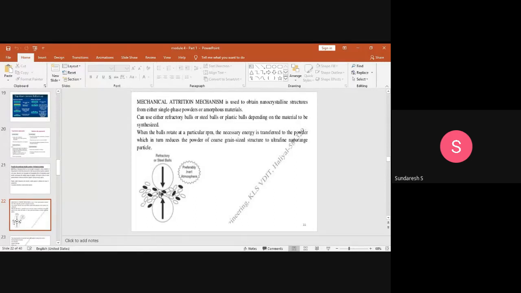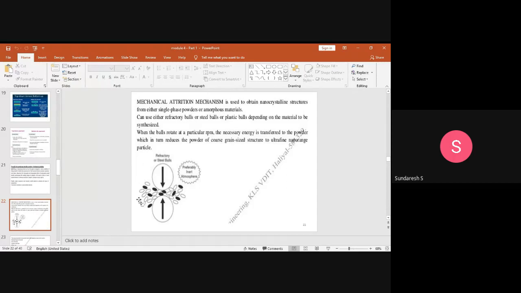It is another type of grinding. Grinding in the sense of grinding between the two balls, which might be refractory or steel balls or plastic balls, whatever it might be. So the energy will be transferred. The necessary energy is transferred so that the powder which has a coarse grain size structure is converted into an ultra-fine nano range powder. If you can see this diagram over here.